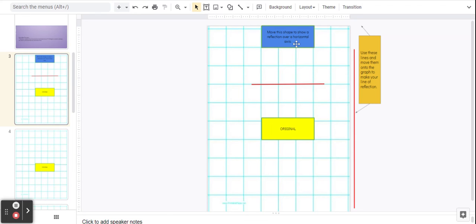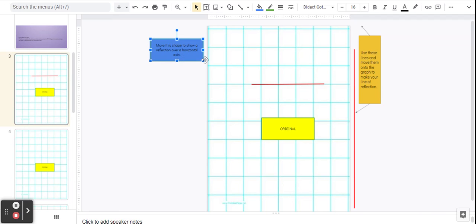All right, now for this assignment, I'm only having you use horizontal lines of reflection as well as vertical lines of reflection. We have learned that we can have diagonal lines of reflection, but for this assignment today, I'm just going to have you focus on horizontal and vertical lines of reflection.